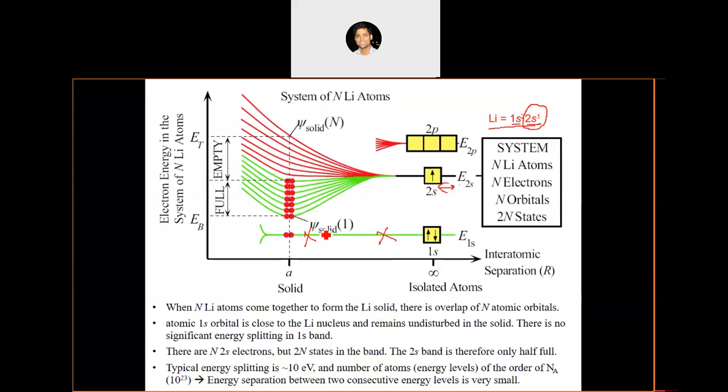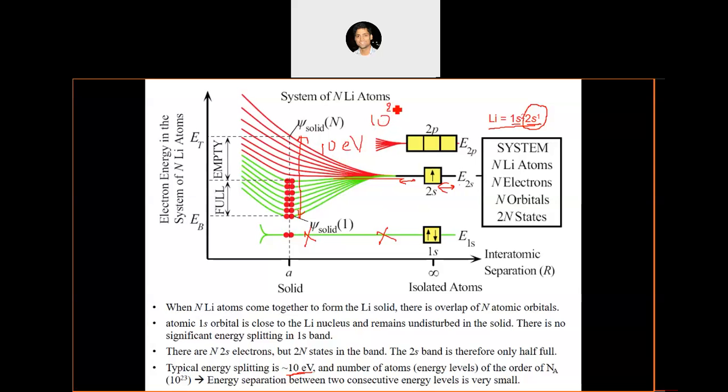And because of that, there will be splitting, right? One single energy level will get split into n different energy levels. Typically this energy splitting is of the order of 10 electron volt. In this 10 electron volt, we need to accommodate n energy levels, and n is of the order of 10 to the power 23.